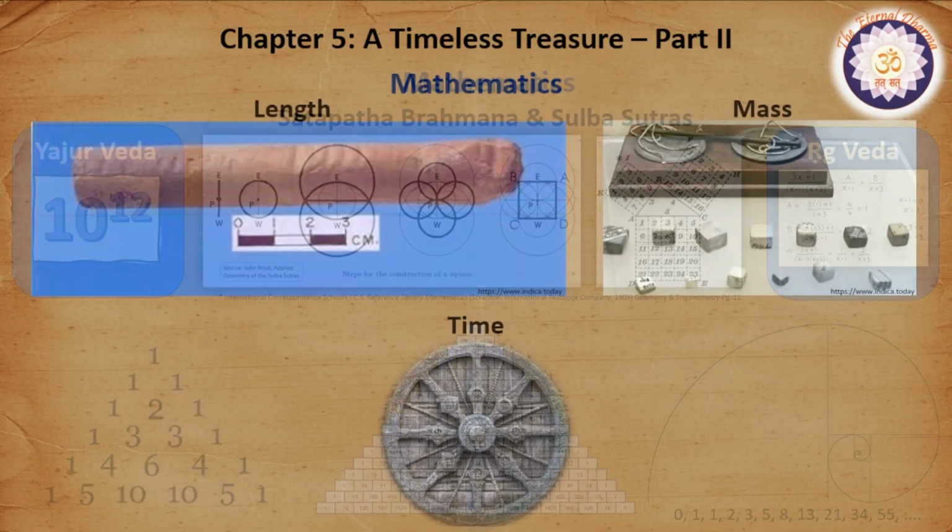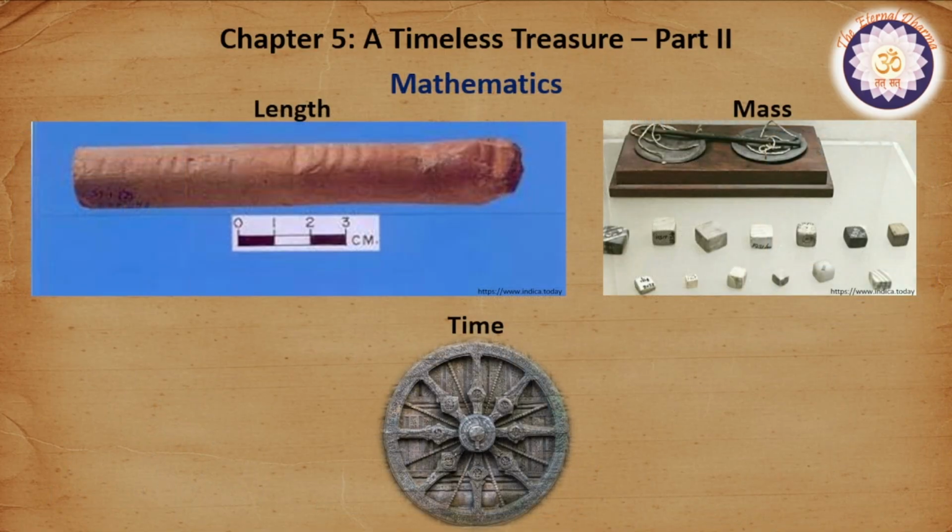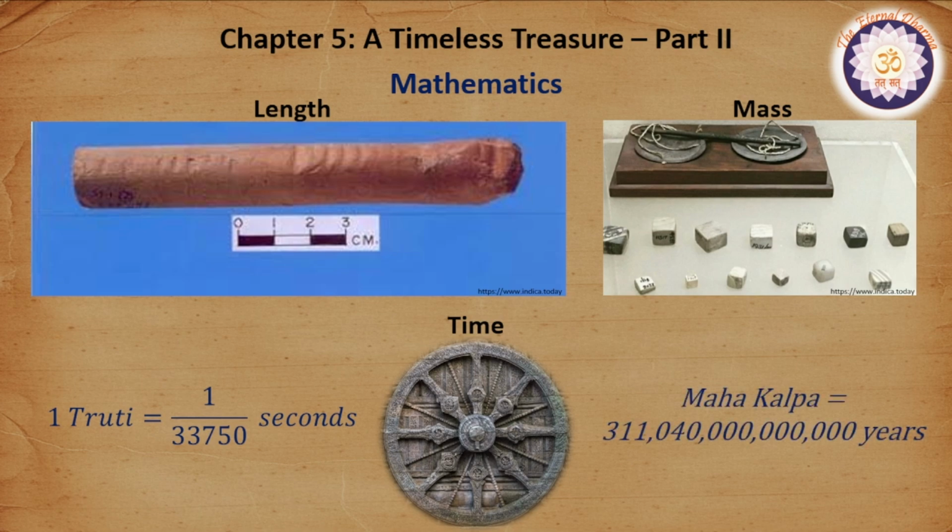It must also be noted that different scales of metrics were used for the measurement of length, mass, temperature, and time. For instance, the smallest unit of time, Truti, is as small as 33,750th fraction of a second, and the largest unit of time is Mahakalpa or Brahma Ayu, lifespan of Lord Brahma, which equals 300 trillion and 40 billion solar years were in practice.